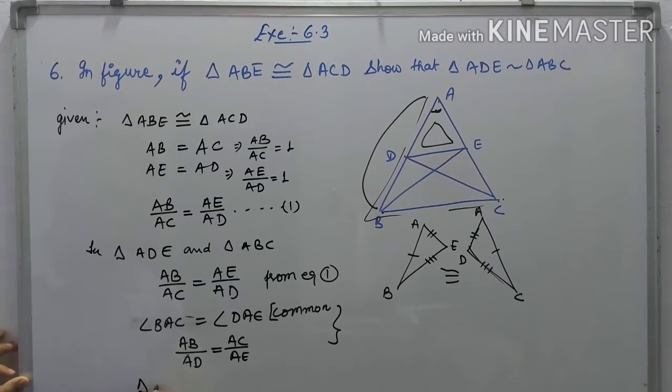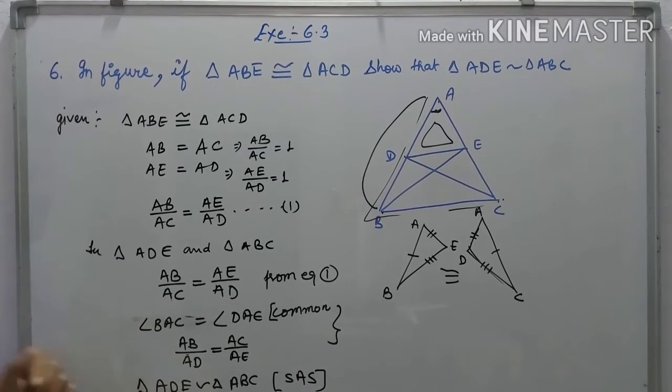Now triangle ADE is similar to triangle ABC. Why? SAS similarity. Two sides are in ratio and one angle is equal.